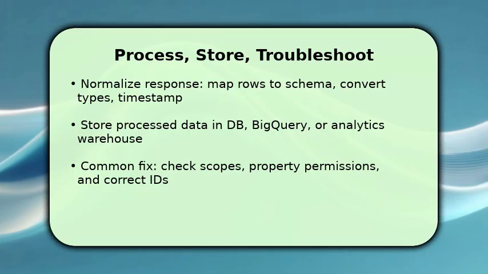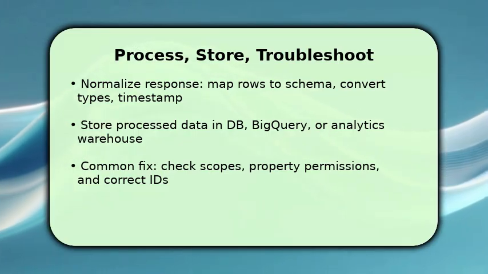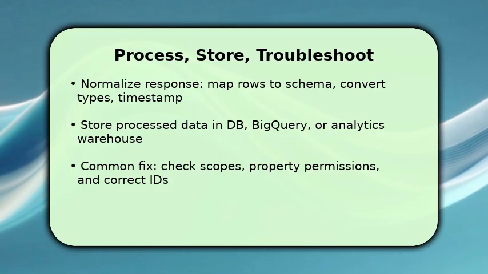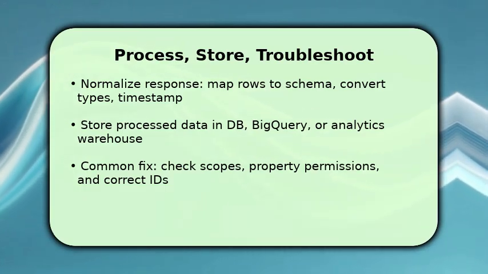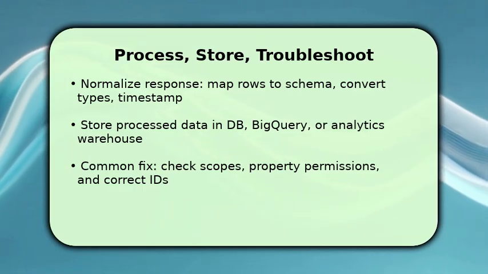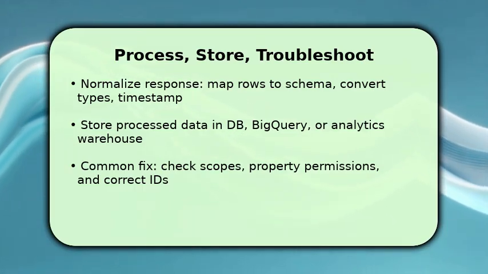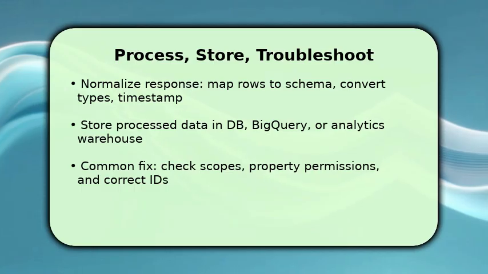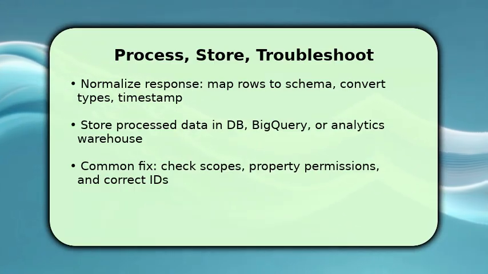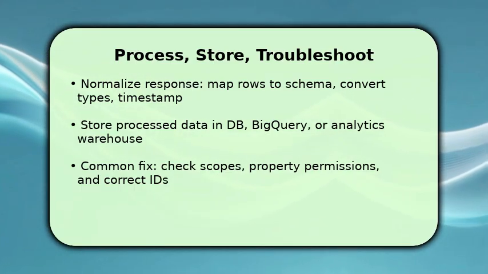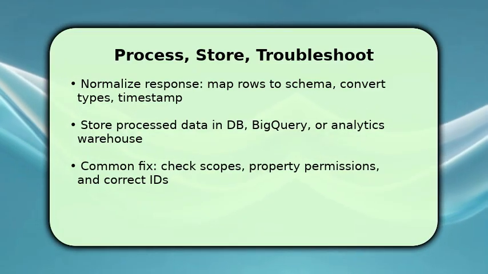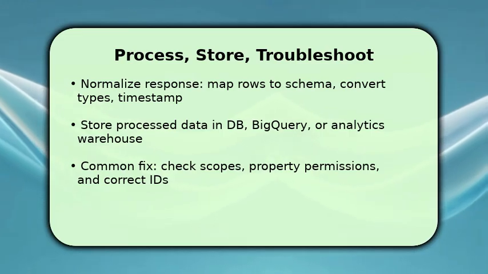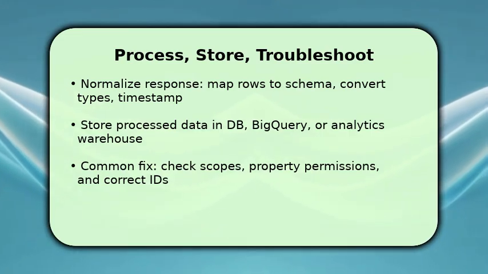You finish by processing responses, persisting results, and validating accuracy so your pipeline is production ready. Parse the API rows into your schema, convert types and timestamps, then load into BigQuery or your database for analysis. Once stored, run sample queries to verify counts against the UI. If things go wrong, first recheck scopes, account permissions, and that you use the correct property or measurement ID. These are the most frequent misconfigurations and quick to fix.